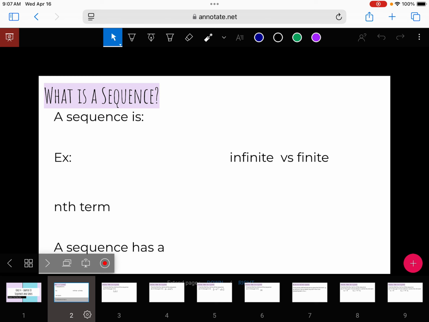All right. So what we're going to be talking about, this is actually chapter 10 in the book. This is going to be sequences and series.